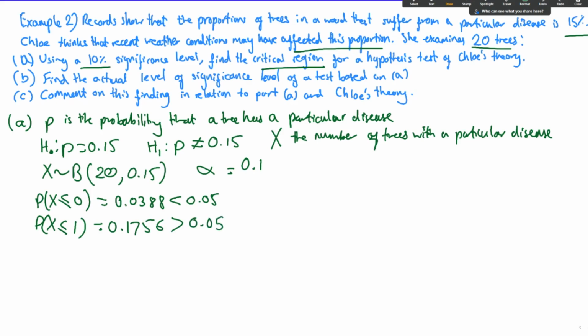So we know that the critical region so far is x is less than 0. Or in other terms, we could just say x is equal to 0 because you can't have negative trees, so you won't get anything less than 0. Okay, so that is the bottom half, what we call the lower tail. And here we have the upper tail. So let's look at the other side.